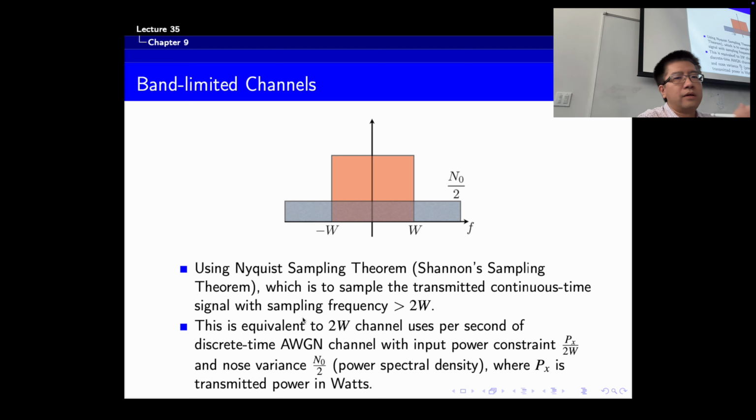Okay, and here the problem we consider is the practical channel, either a wireline channel or a wireless channel, so we have a limited bandwidth. And this is how the channel looks like. N naught here is the PSD of the noise, right?